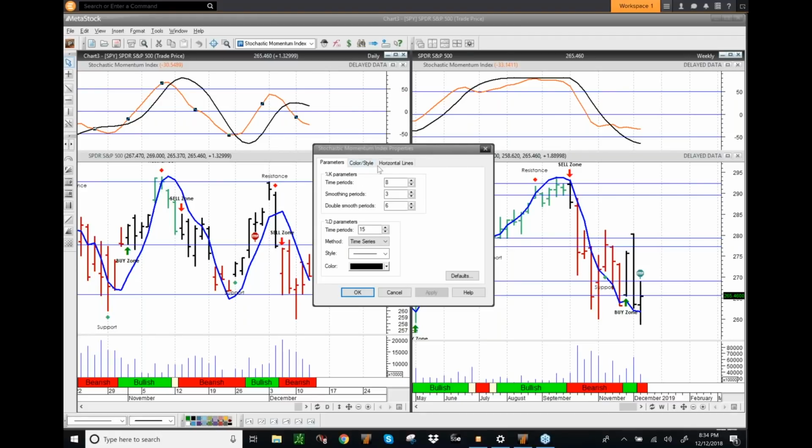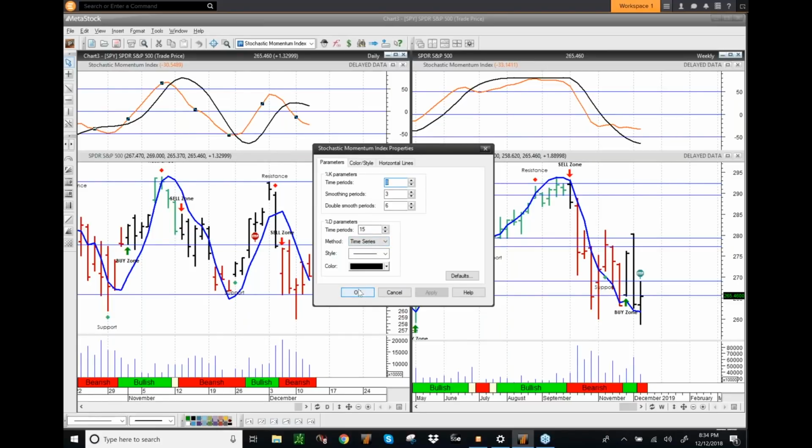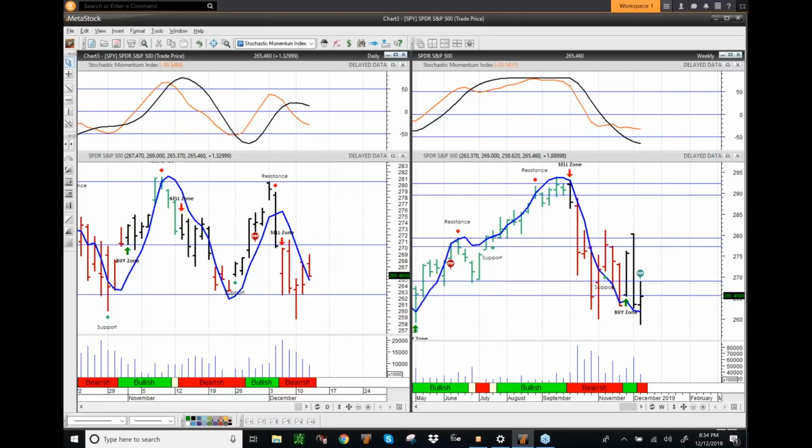The stochastic, oops, is 8, 3, and 6. And I'm using a 15 and a time series. I like time series moving averages. I think they work very nicely. You can use whatever it is that you want to in the space.